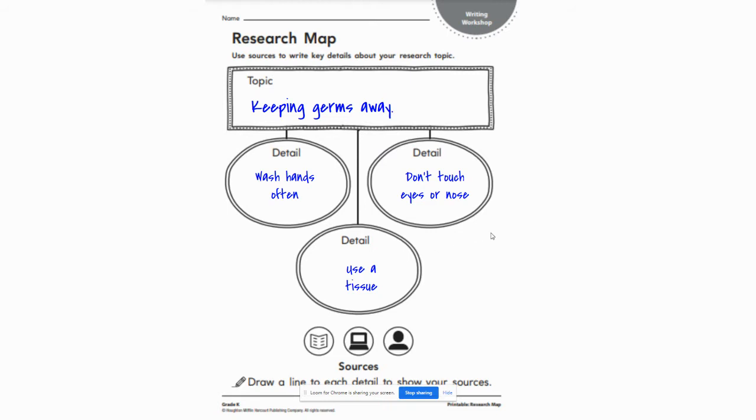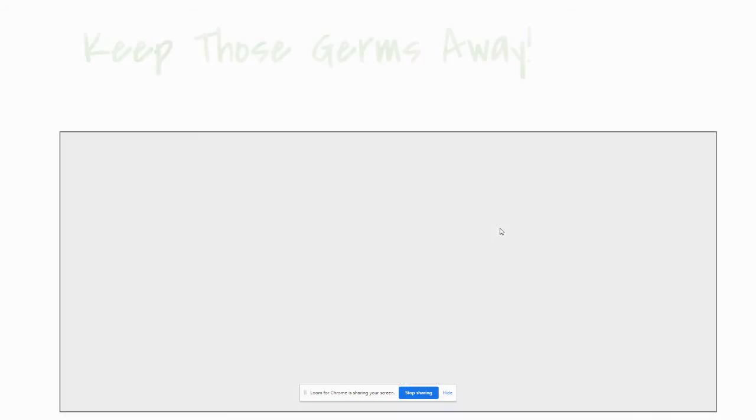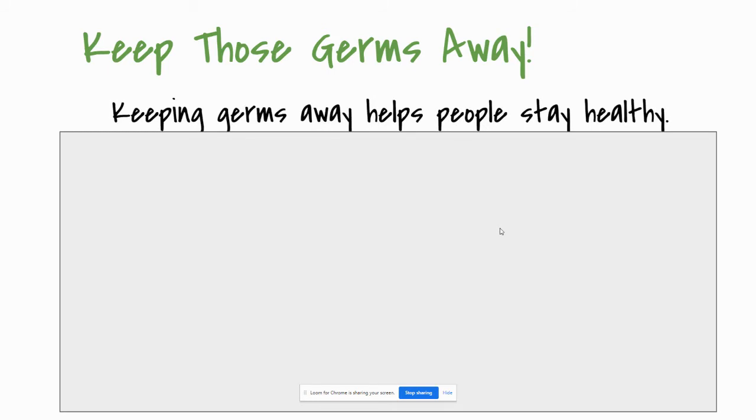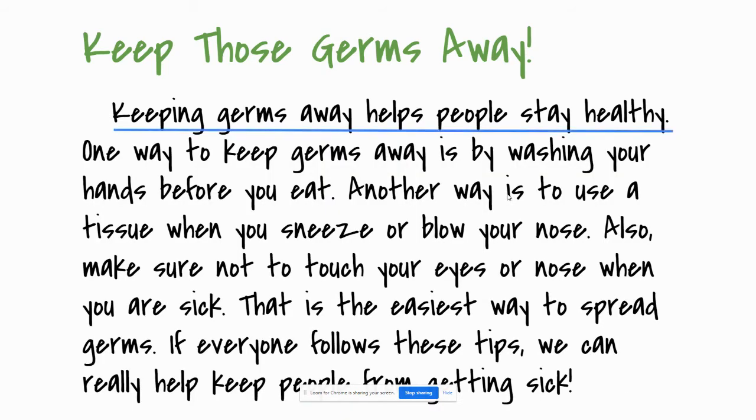So let's see how we did. Keep those germs away. Keeping germs away helps people stay healthy. These are the ideas I thought of. Tell me what you think. One way to keep germs away is by washing your hands before you eat. Is that a detail? Yes.